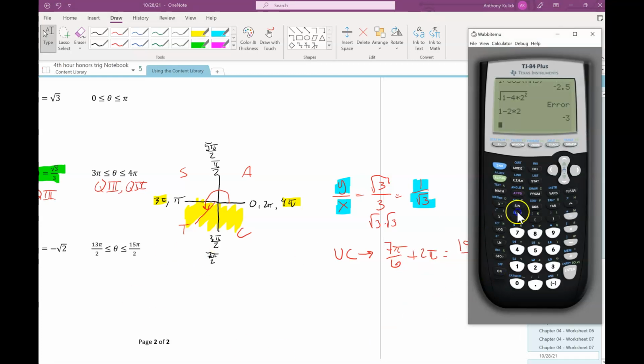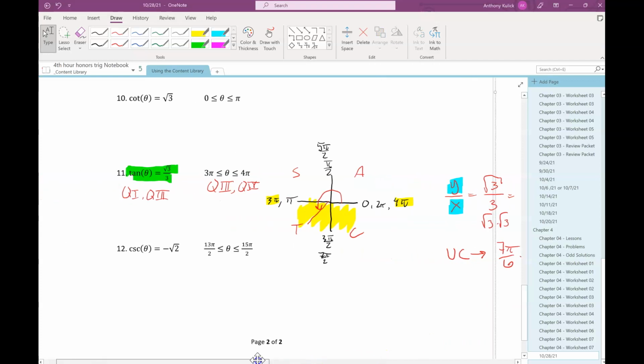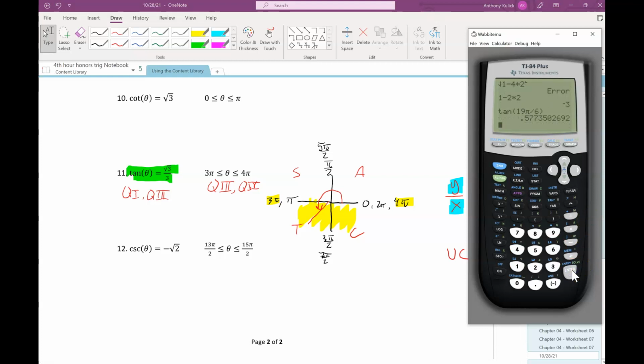So to check this, I'm going to do tan of my answer, 19 pi over 6, to make sure that that gives me root 3 over 3. So that's what tangent of 19 pi over 6 is, and that's root 3 over 3, which is the same value. But I should also check to make sure that 19 pi over 6 lies between 3 pi and 4 pi.